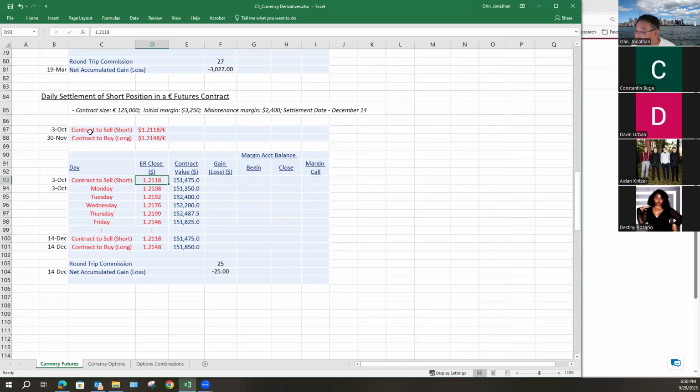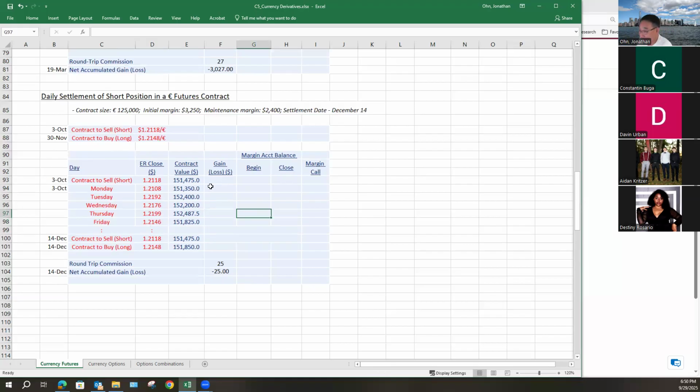You do Monday, Tuesday, Wednesday the same way, using the closing exchange rate. So contract value is again 125,000 times this exchange rate. If you copy and paste, you get this. So this is the contract value.